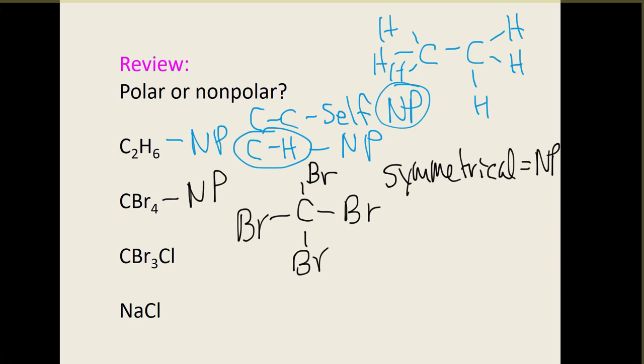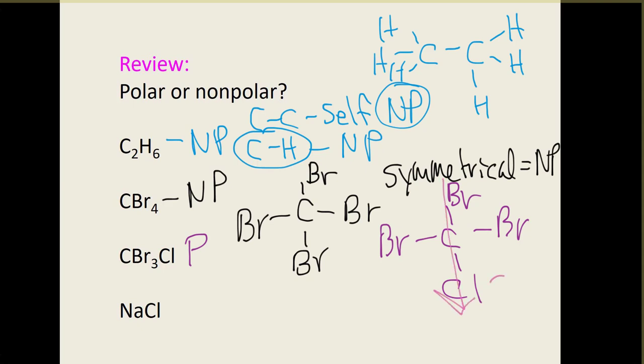And for my third molecule here, I have 3 bromines and 1 chlorine. So you can see here I don't have the same bond all the way around, and because of that, this is going to be a polar molecule. The chlorine is going to be a little bit electronegative, and we're going to see that it's going to be a little bit negative on this side and a little bit positive on that side. So this is a polar molecule.